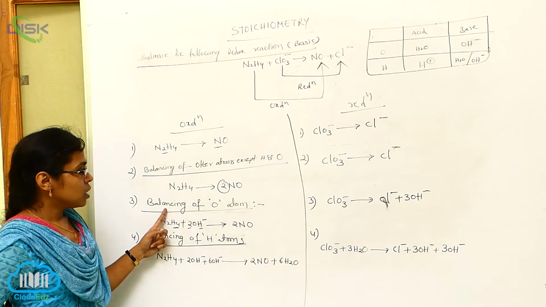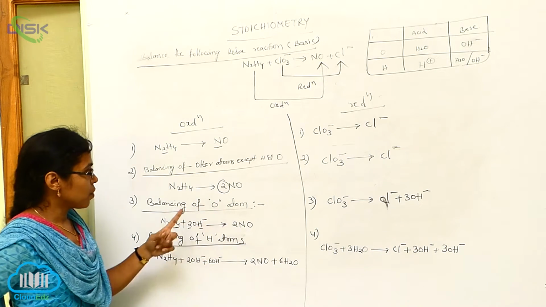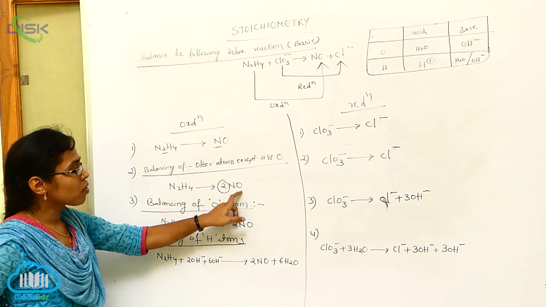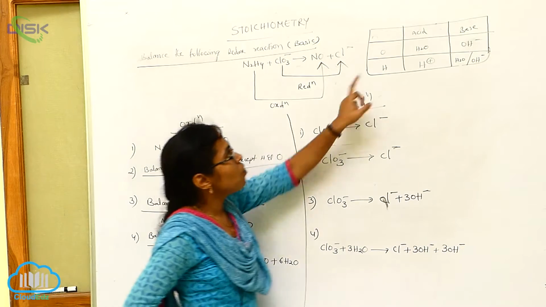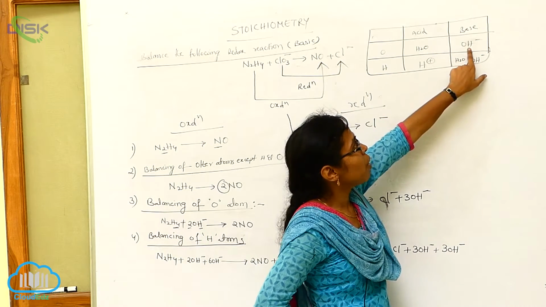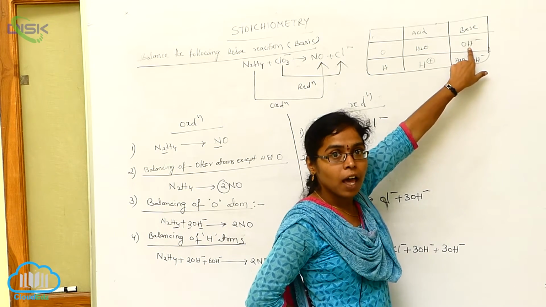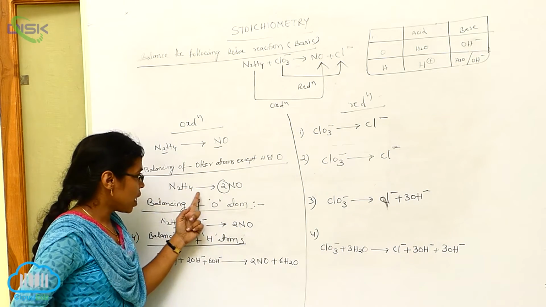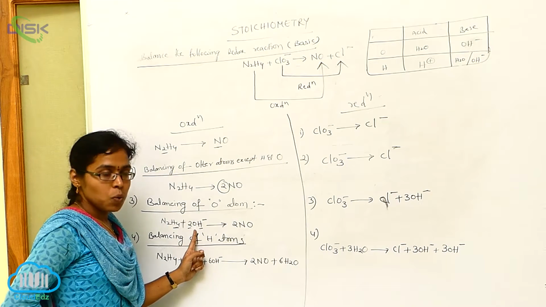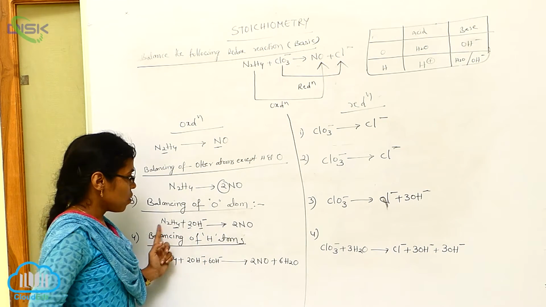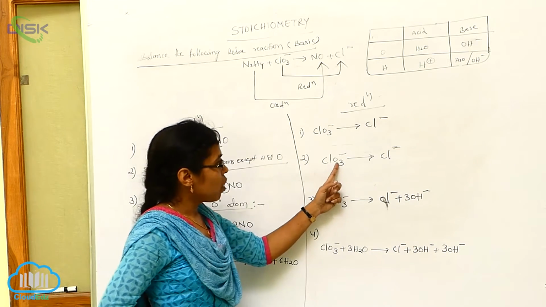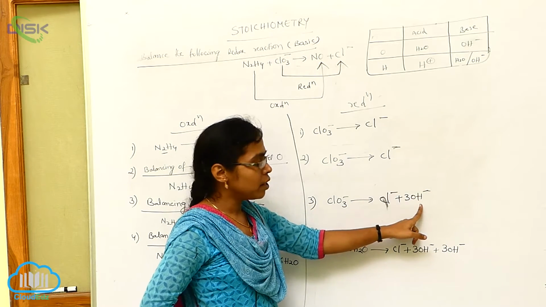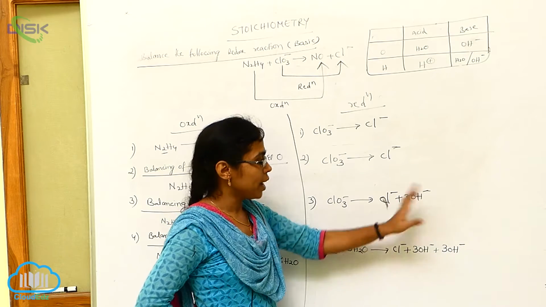Next, third step, balancing of oxygen atoms. Here how many oxygen atoms? 2 oxygen atoms. For the balancing of oxygen atoms in the basic medium, you have to add the OH minus ion on the deficient side. Here there is no oxygen atom, so that's why I am adding 2 OH minus. Next, here how many oxygen atoms? 3. Is there any oxygen atoms on the left? No. So that's why you have to add 3 OH minus on the right side.